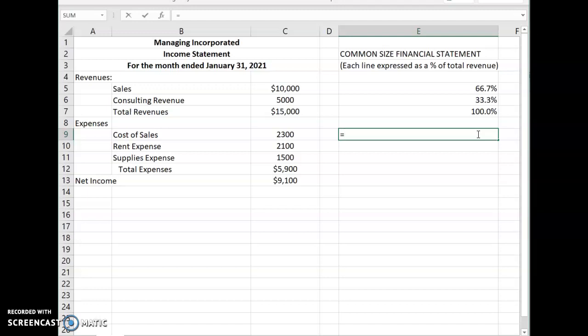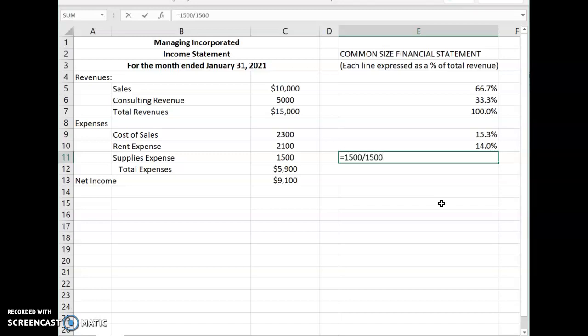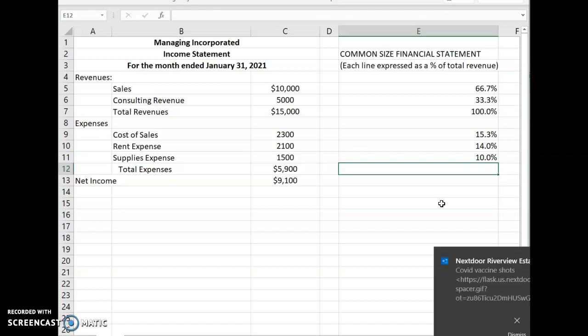So here for cost of sales, which is an expense, we're going to take 2,300. Again, we're dividing it by that total revenues. So in this case, we get 15.3%. Our next expense is rent expense, and we have 2,100, and we're going to take 2,100 divided by that same $15,000. And we're going to get an even 14%. Then we are going to take supplies expense of 1,500 divided by 15,000, and we're going to come out to an even 10%.